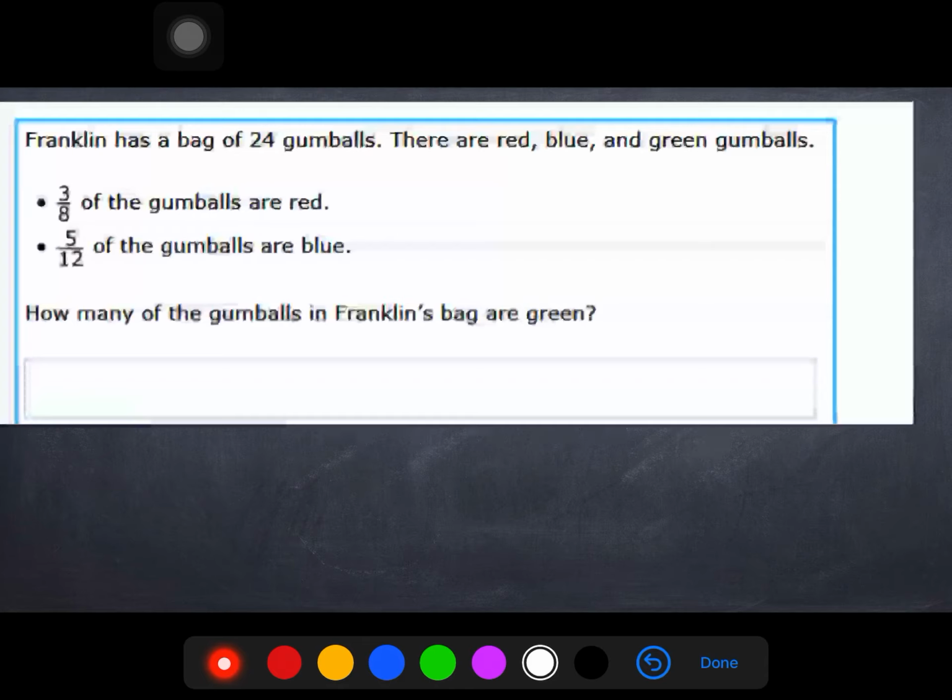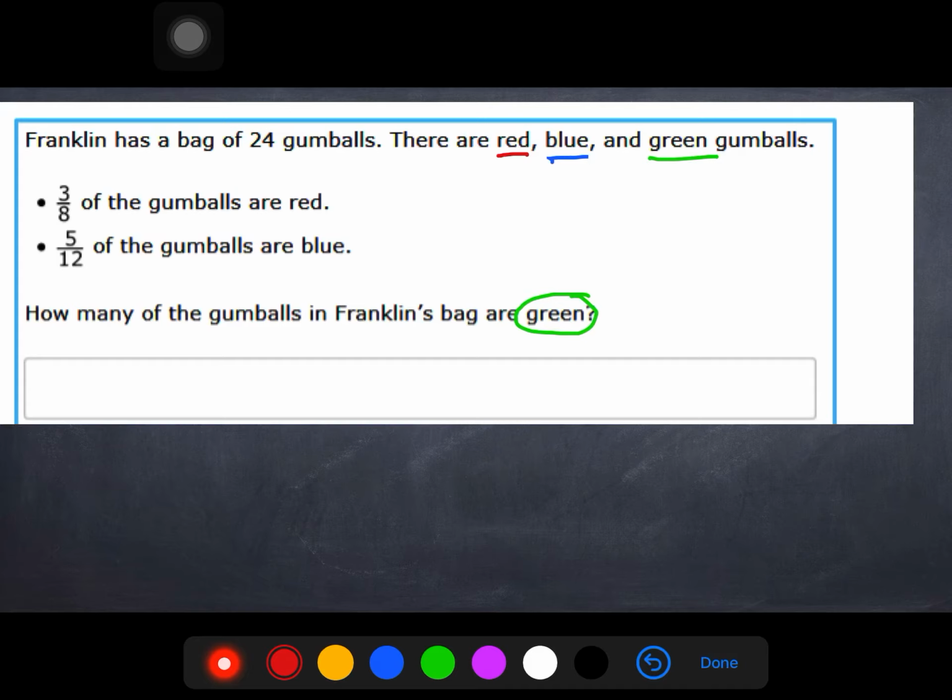This is a fraction of problem. If Franklin has a bag of 24 gumballs, there are red, blue, and green gumballs. I'll make that all nice and pretty for you. The question is, how many gumballs are green? But first, to solve it, you have to look at the number of gumballs that are red and blue.